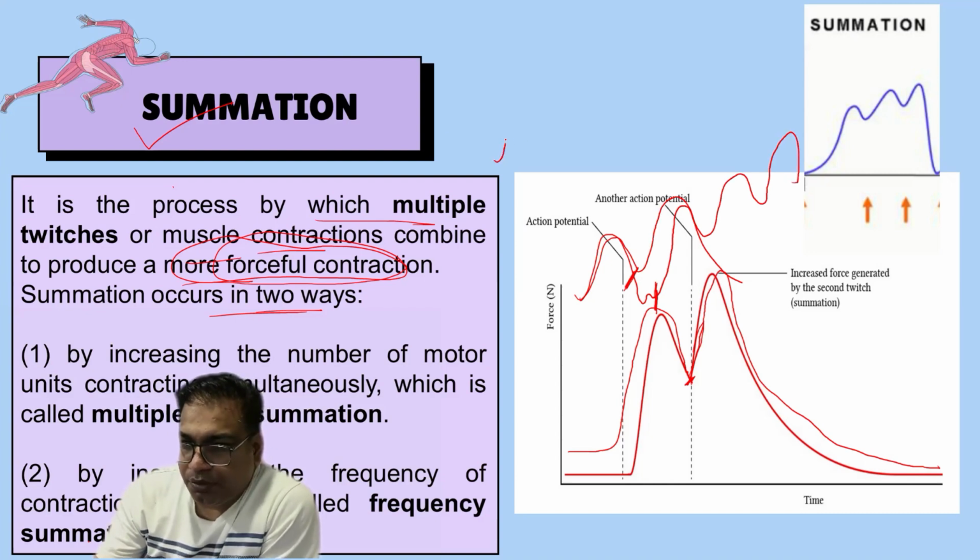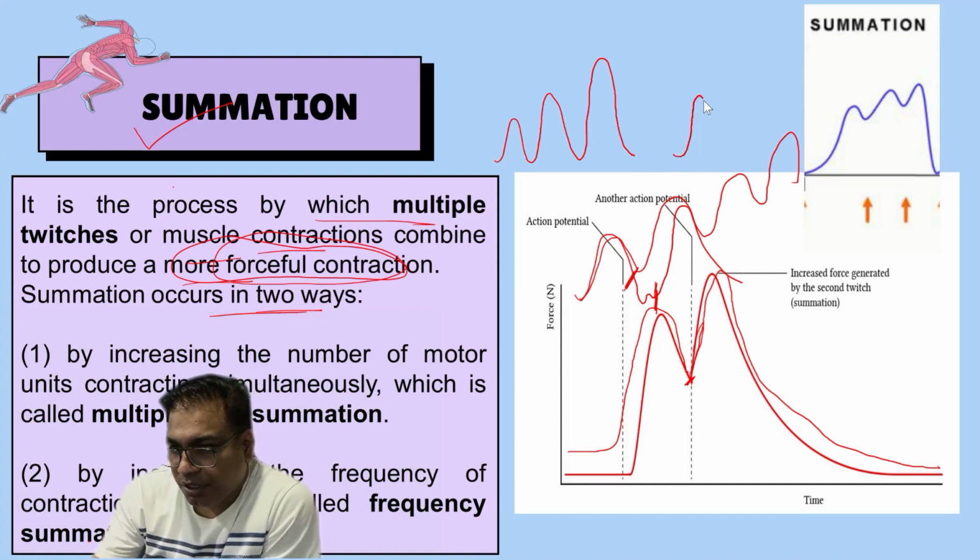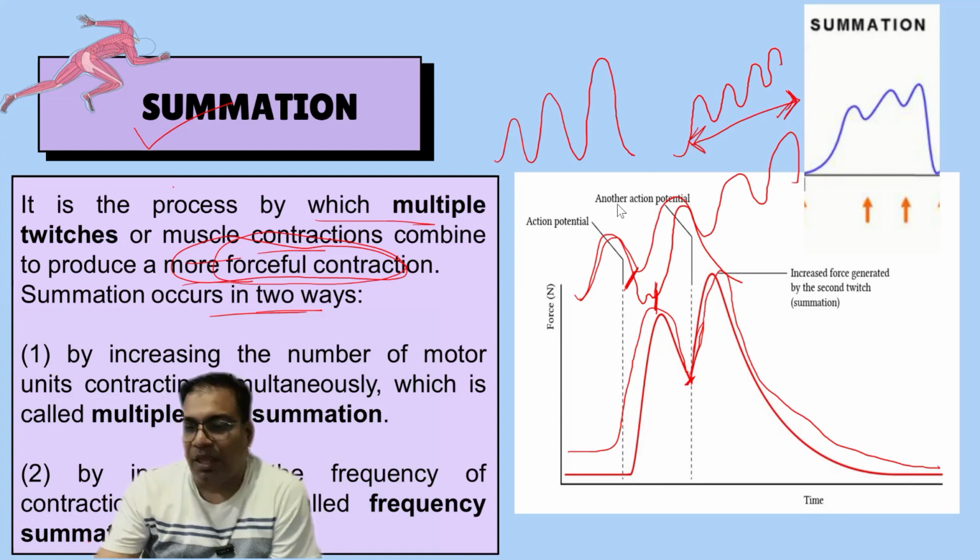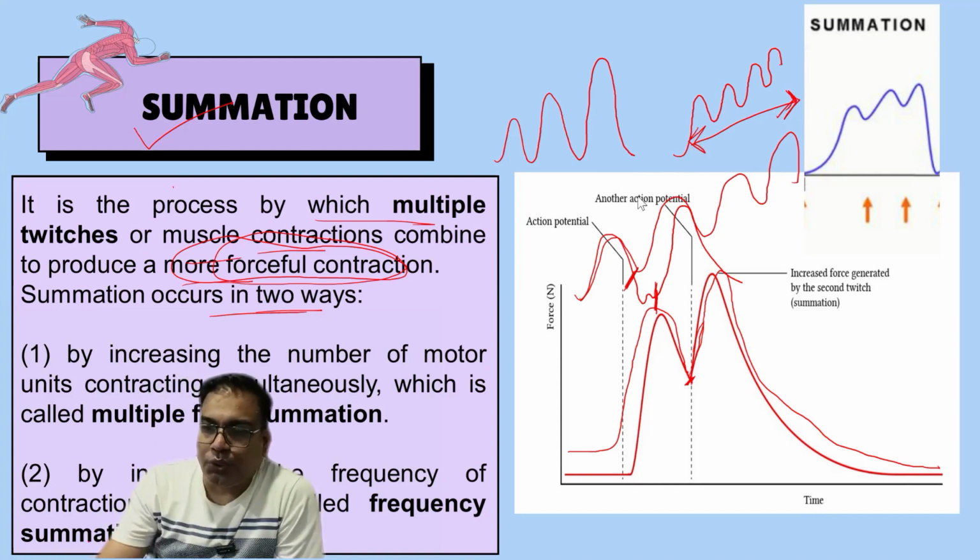In trapeze phenomena, the graph was observed like this. But in case of summation, because we are applying the second stimulus in the relaxation period only, the second graph would start from here only. So here we are having a wave. This is a wavy summation. It is also called wave summation. If we apply more than two stimuli.